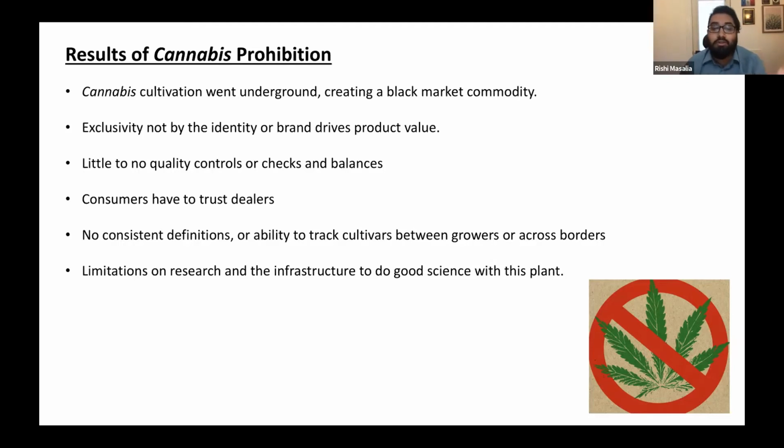And then this also creates limitations on research and infrastructure to do good science with this plant. Basically up until the 2010s, there was only one university in the country that was allowed to do research on cannabis for like 30 years. It was one university, one team, and even their research was limited to a very small amount of cannabis plants. So they didn't even have a huge diversity of genetics or identities to work with.